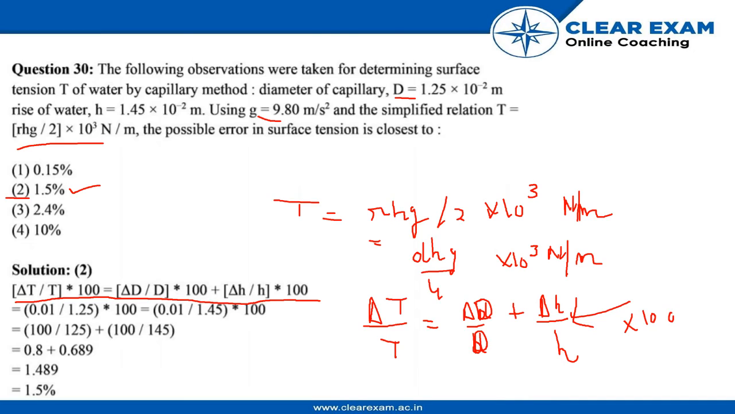After that, we just put the values. We know that del D is 0.01 × 10^-2 and D is 1.25, as given in the question, and also del H is 0.01 and H is 1.45 × 10^-2.